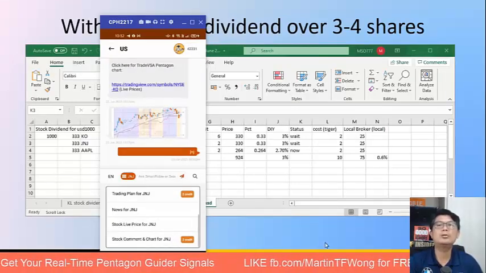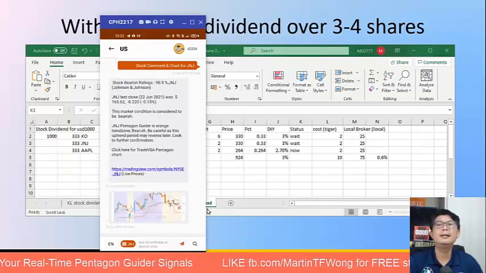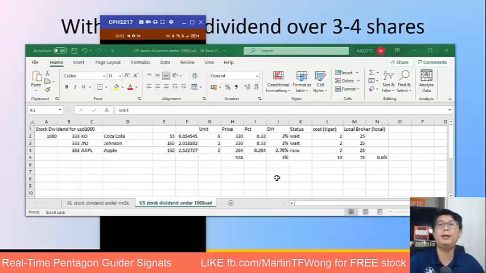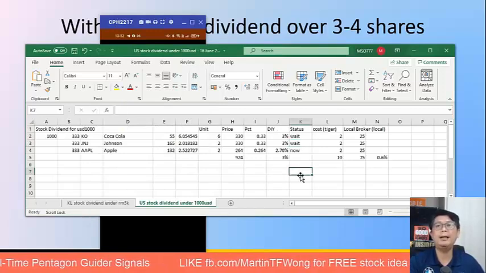So Johnson & Johnson, let's go to the stock chart. And you can see this one also, it's still coming down the downtrend. So you can wait for the green pentagon. So this one also, wait. Okay, Apple can buy now.